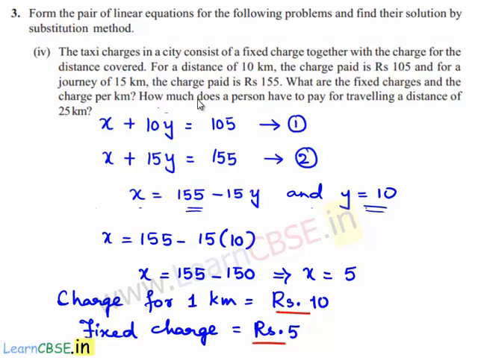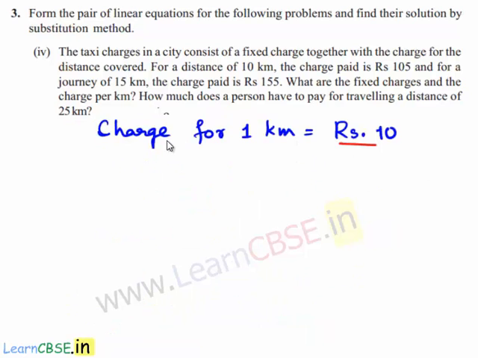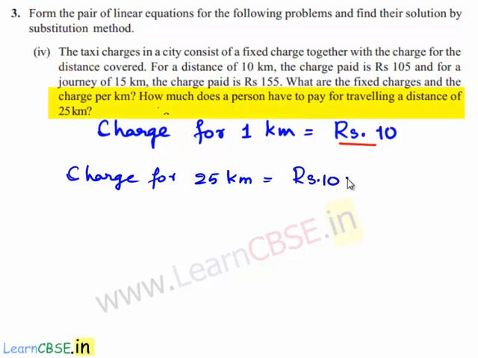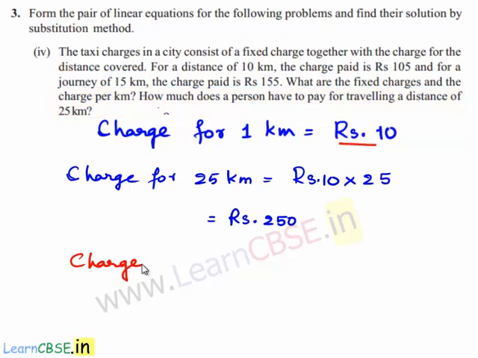Also, we are asked to find how much does a person have to pay for traveling a distance of 25 kilometers. We found the charge for 1 kilometer is equal to 10 rupees. So, charge for 25 kilometers is equal to 10 rupees multiplied by 25, which is nothing but 250 rupees. Therefore, the charge for 25 kilometers is 250 rupees.